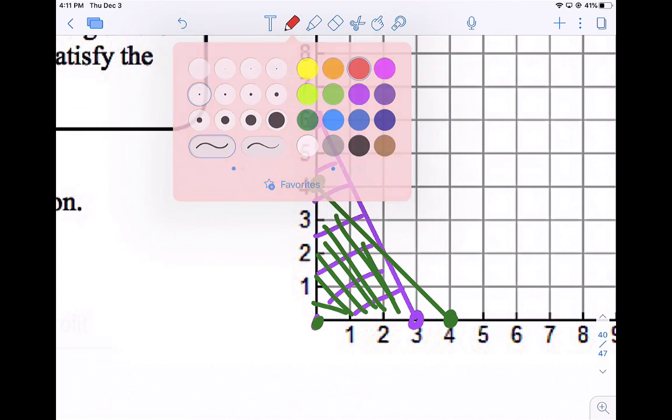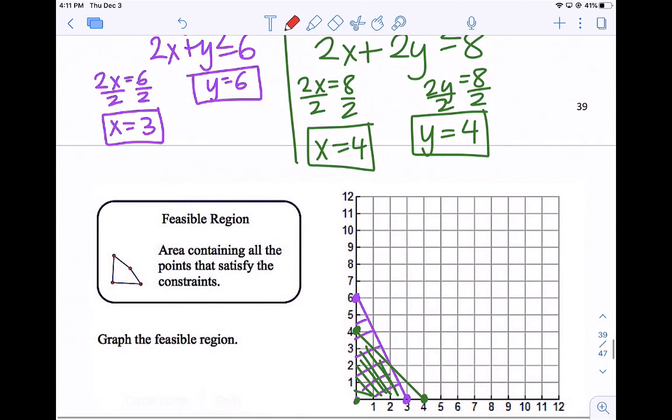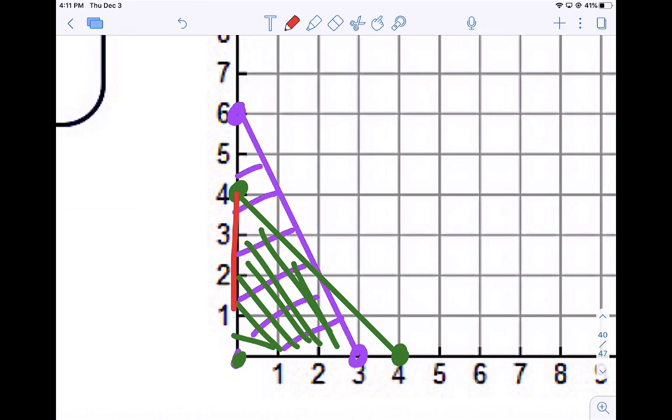And it says right here, the feasible region is the area containing all the points that satisfy the constraints. So we talked about the feasible region. It's where it's double shaded, and what that means is any combination of tables and chairs inside the feasible region will work for our inequalities. So what that means is we could make, for example, one table and one chair, and it would work.